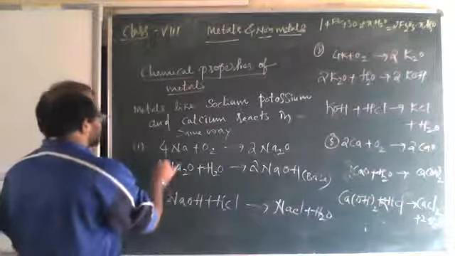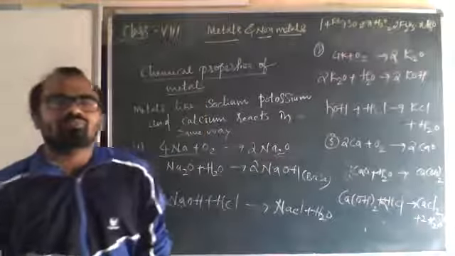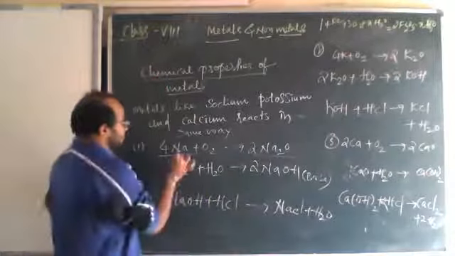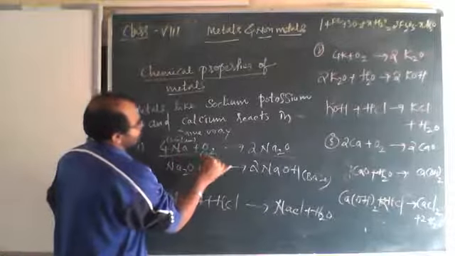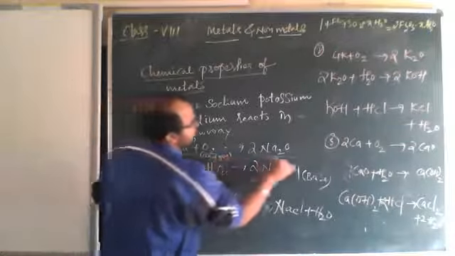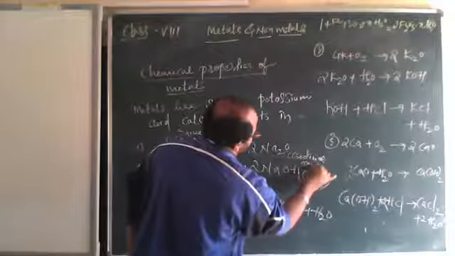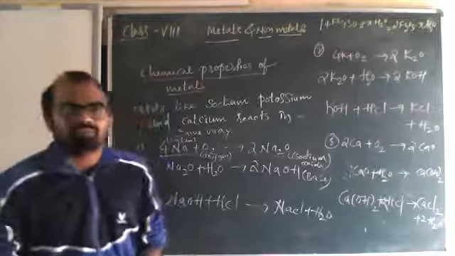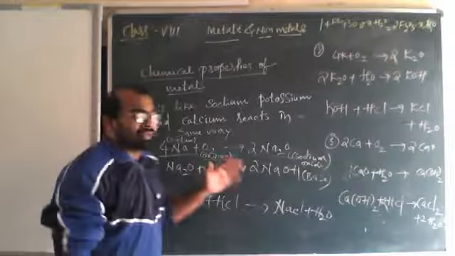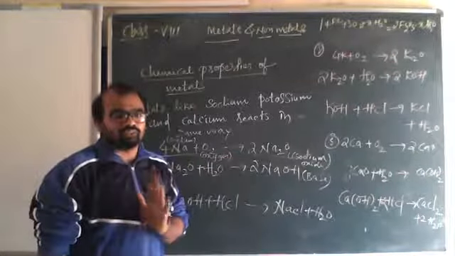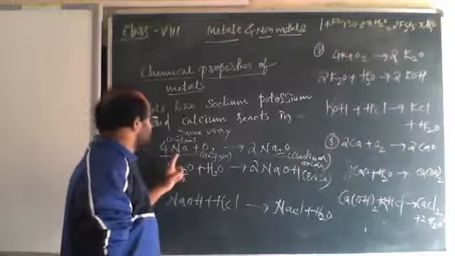So the first one is Na plus O2 gives Na2O. What is Na? Sodium. This reacts with oxygen to form sodium oxide. Sodium oxide is a base. All metallic oxides are basic in nature. You remember that. This is sodium reacting with oxygen.